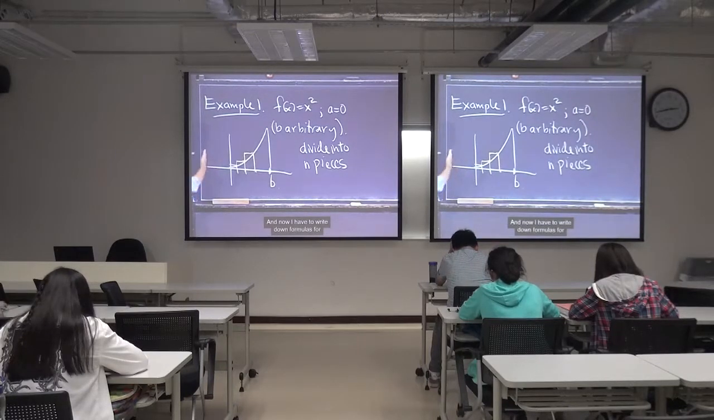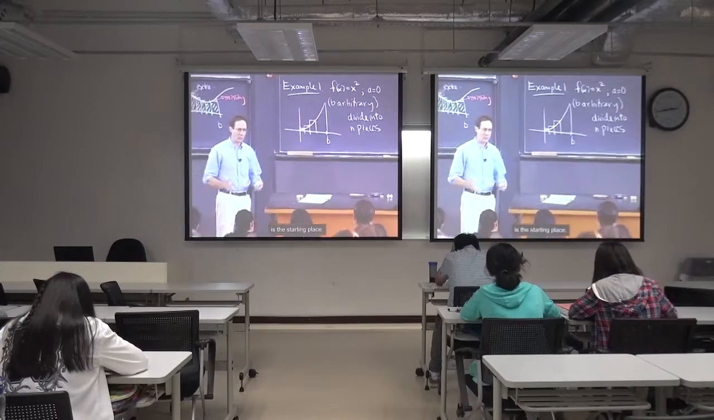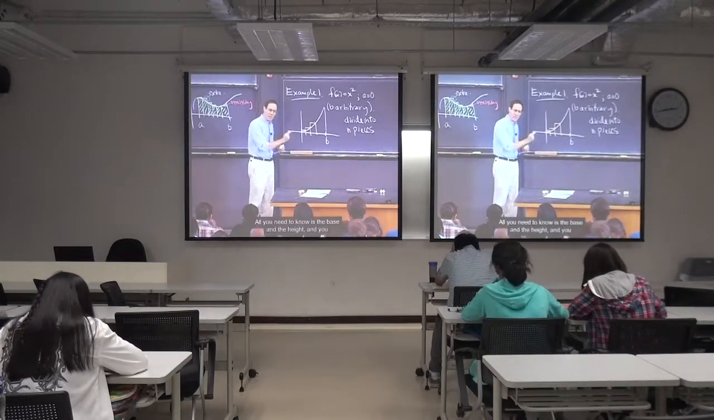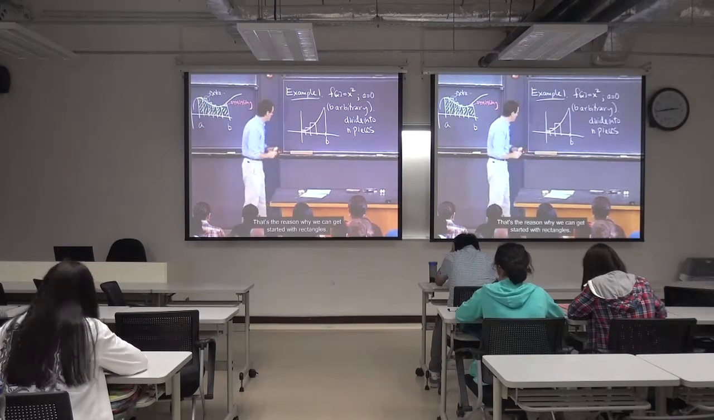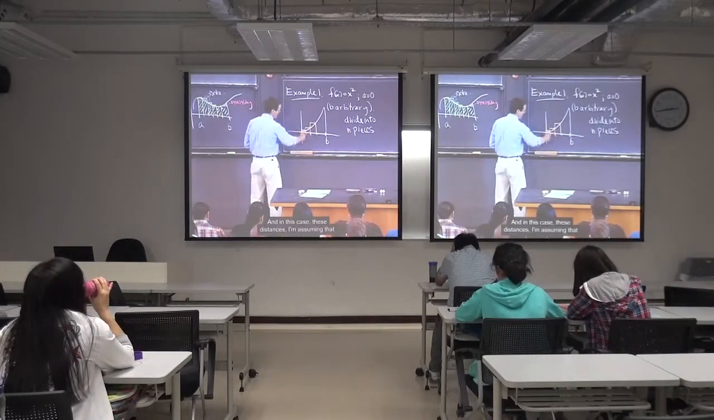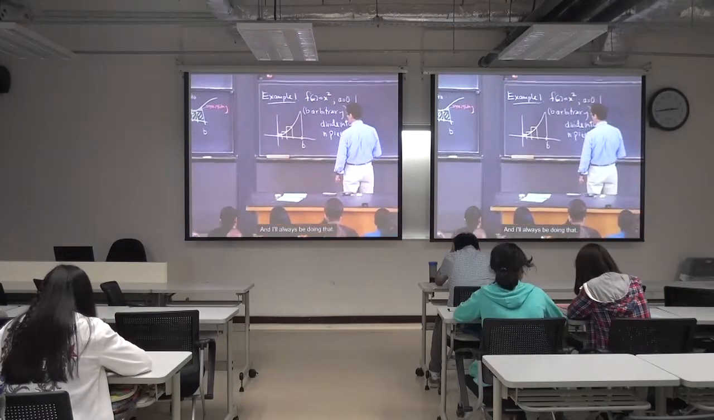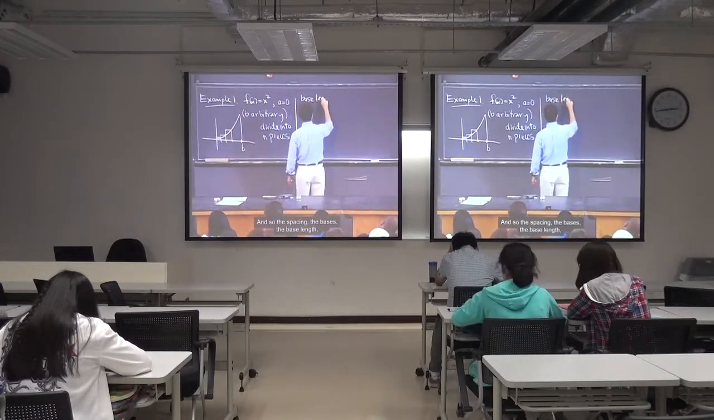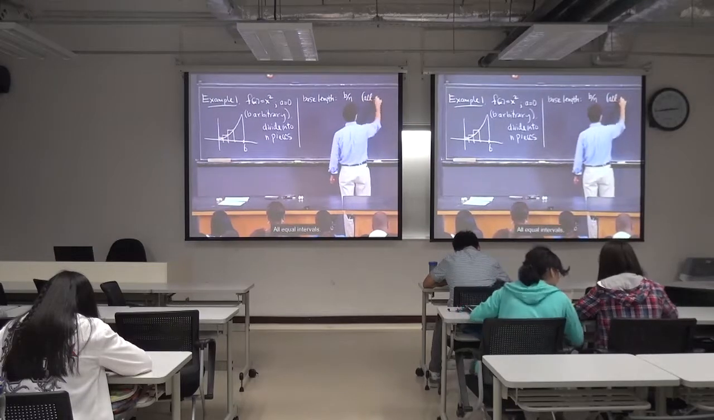And now I have to write down formulas for what these areas are. Now, there's one big advantage that rectangles have, and this is the starting place, which is that it's easy to find your areas. All you need to know is the base and height, and you multiply and get the area. That's the reason why we can get started with rectangles. And in this case, I'm assuming that these distances are all equally spaced intervals, and I'll always be doing that. And so the spacing, the baseline, is always b divided by n, all equal.